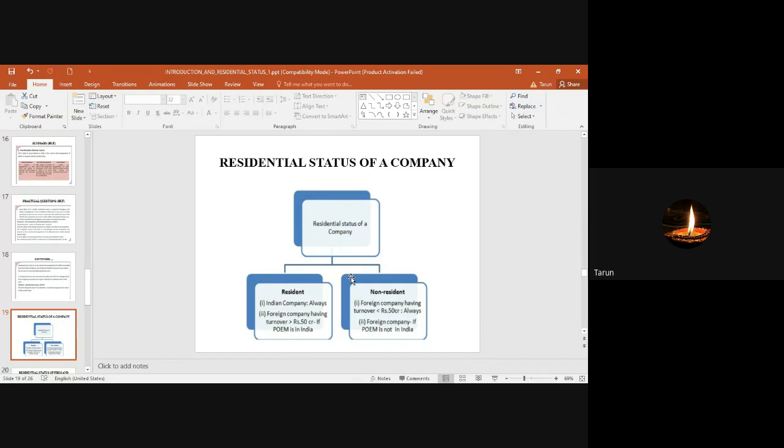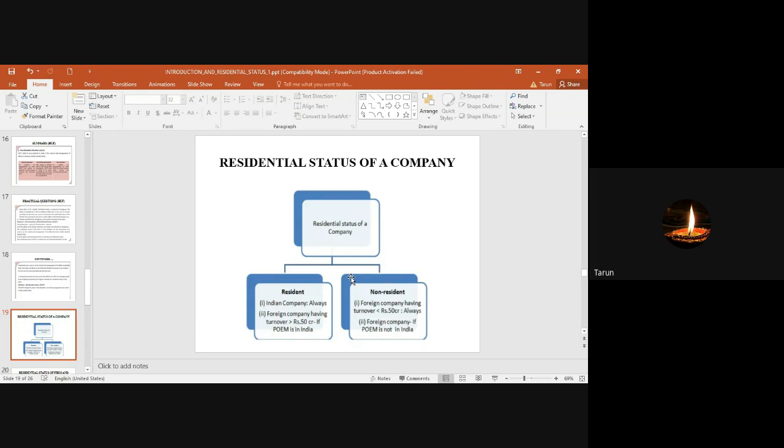So, residential status of a company. First, there are two categories of company: Indian company and foreign company. When we talk about an Indian company, it will always be a resident of India, because an Indian company is situated in India and has been controlled and managed in India for a couple of years. So it will always be a resident, and there is no doubt to be considered in this category.